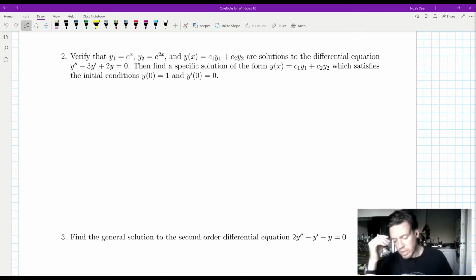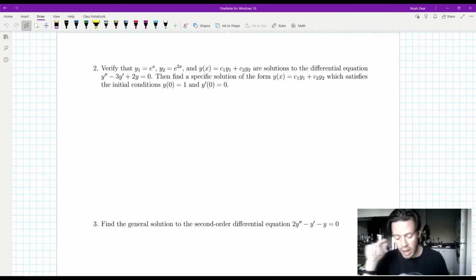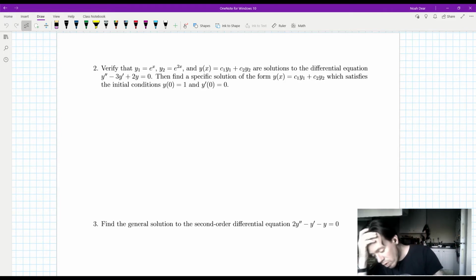As an introduction to second order differential equations, we want to begin by just checking solutions to a second order differential equation. And then we'll look also at finding a particular solution given initial conditions for the same differential equation. So here, I'll read this through.